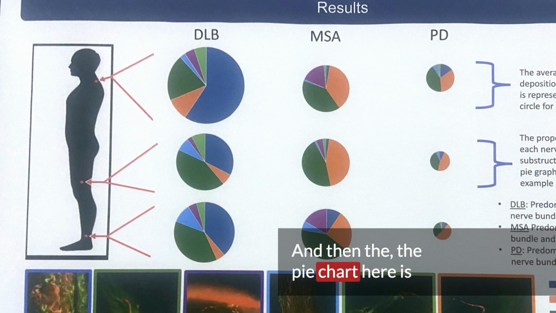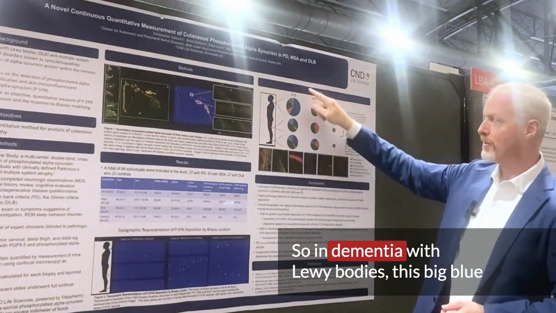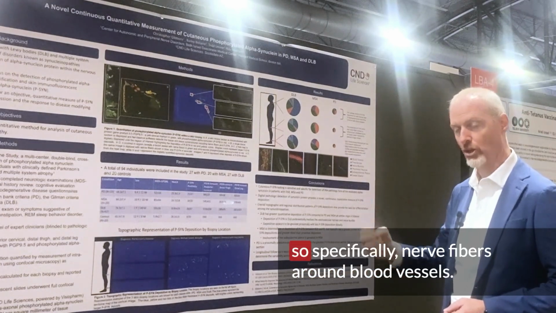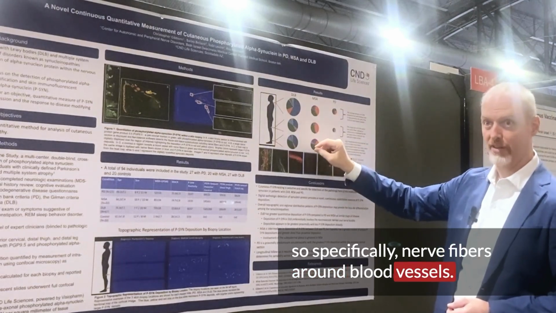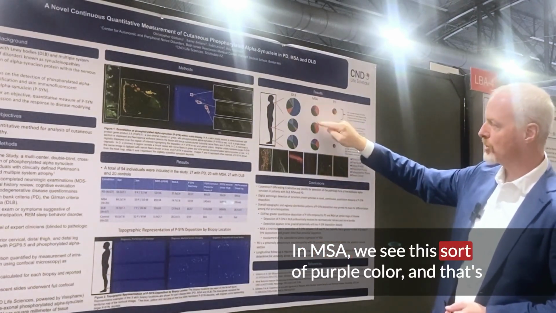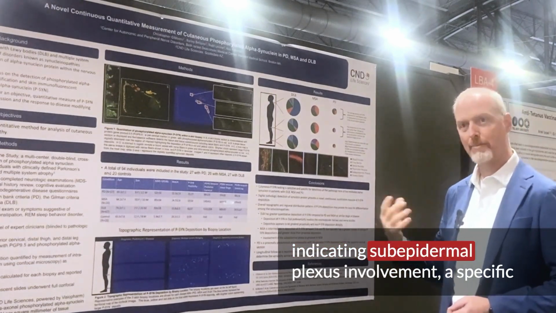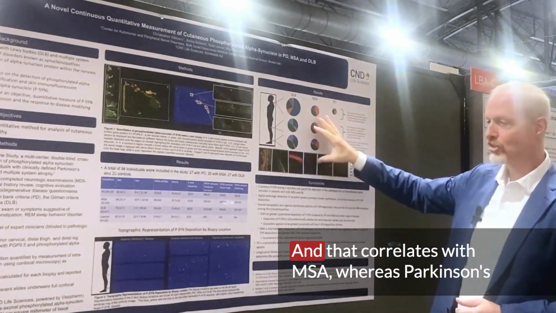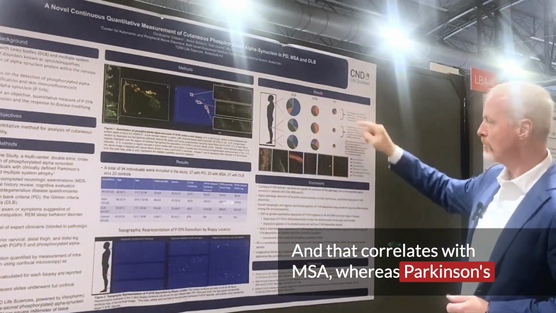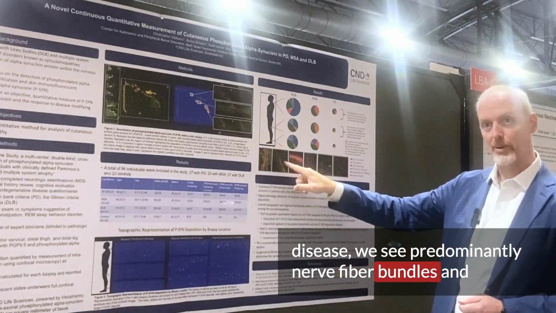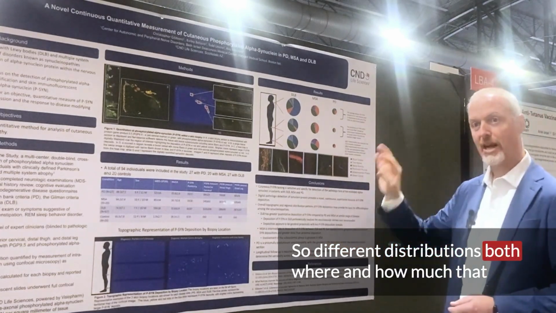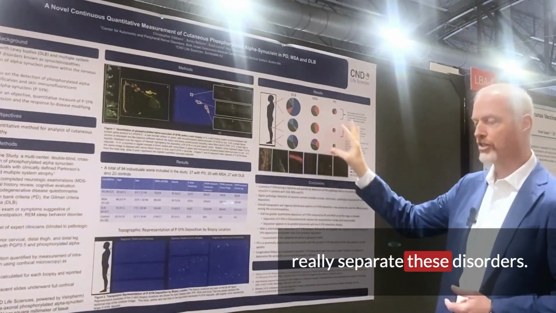And then the pie chart here is indicating what neurofiber subtypes the deposition is in. So in dementia with Lewy bodies, this big blue section here indicates neurovascular involvement, so specifically neurofibers around blood vessels. In MSA, we see this sort of purple color, and that's indicating subepidermal plexus involvement, a specific region of nerves right below the epidermal layer, and that strongly correlates with MSA. Whereas in Parkinson's disease, we see predominantly neurofiber bundles and then occasional single nerve fibers that are positive. So different distributions, both where and how much, that really separate these disorders.